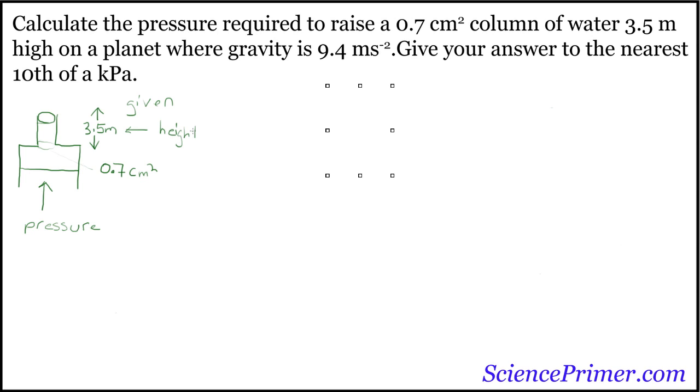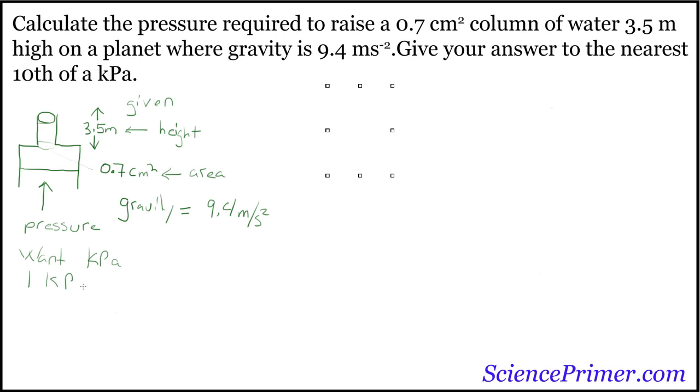We know the height of the water and the area. We're also told that gravity equals 9.4 meters per second squared. So from there, we want to find pressure in kilopascals.